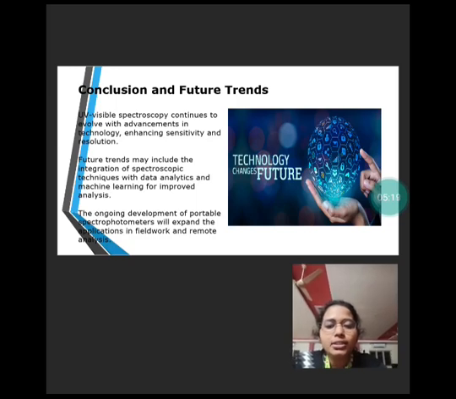Conclusion and future trends. UV visible spectroscopy continues to evolve with advancements in technology, enhanced sensitivity and resolution. Future trends may include the integration of spectroscopic techniques with data analytics and machine learning for improved analysis. The ongoing development of portable spectrophotometers will expand applications in fieldwork and remote analysis.